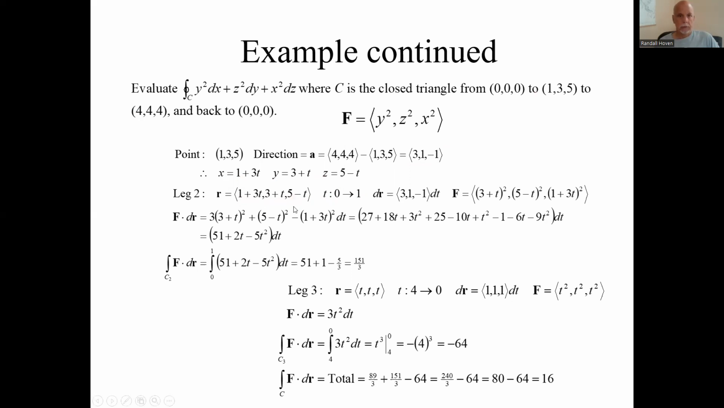That works. So then dr equals 3, 1, minus 1. In F, make these substitutions. Take the dot product, it simplifies to this, and that is our integrand for that leg. T goes from 0 to 1. So that's leg 2. For leg 3, we can go back to the easy method through the origin and just say r is t, t, t because we're going from 4, 4, 4 to 0, 0, 0. And we'll say t goes from 4 to 0. dr is just 1, 1, 1. In F, everywhere there's a t.